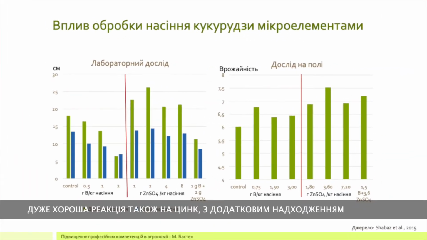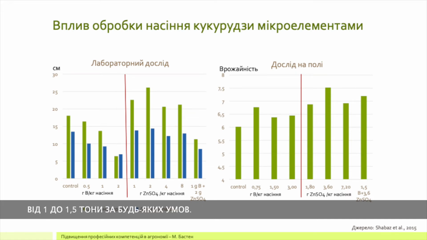A very good response also to zinc. You can see with additional zinc supply, quite a substantial yield increase in this trial. Again, it depends also on the zinc supply of the soil in general. In a way, I wouldn't say that you can expect this 1 to 1.5 ton under all conditions, but I think if, for instance, zinc supply is short, then seed coating can definitely be an option.